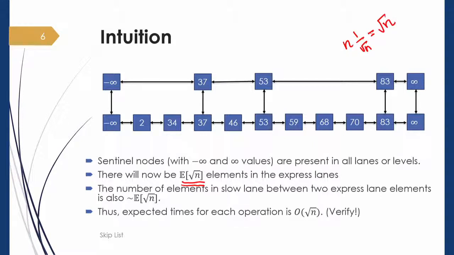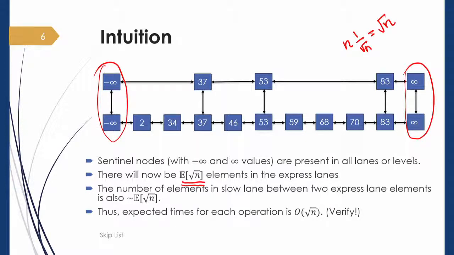Now, we do not count a couple of sentinel nodes that are always going to be present at the start and at the end of each lane. The number of elements in the slow lane between two express lanes is also going to be, on expectation, square root of n. Why is that?